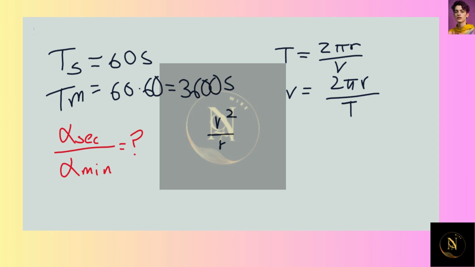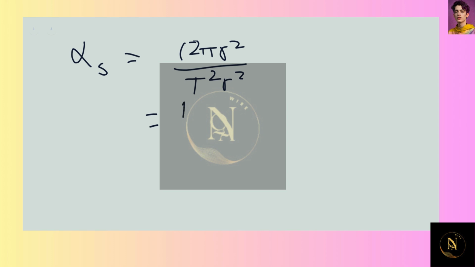Let's start with the second hand angular acceleration. So I'm going to denote it with alpha s. That's going to be (2 pi r)^2 over T^2 times r. So that's just v squared over r, but now in terms of T. And that's going to give us a final answer of 4 pi squared r over T_s squared.